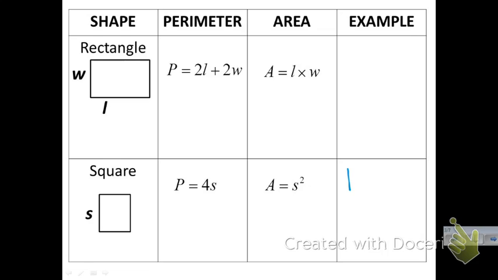I'll give you an example, I don't want to use 4, let's use 3. To find the perimeter we would take, all the sides are the same, so 4 times 3, let's say this is inches. 4 times 3 will give us 12 inches, and then to find the area we take 3 squared to get 9 inches squared for the area.